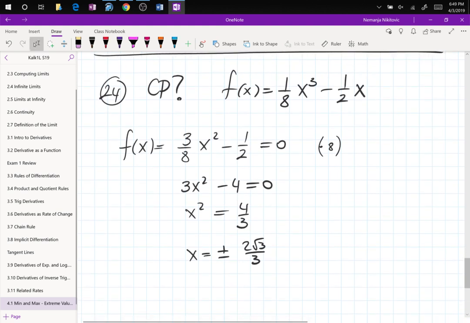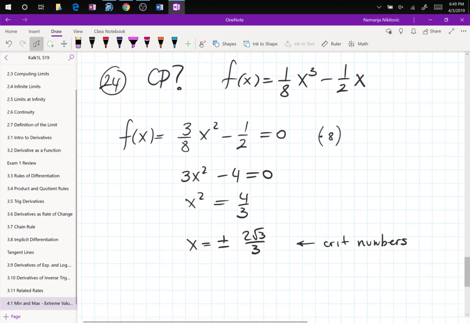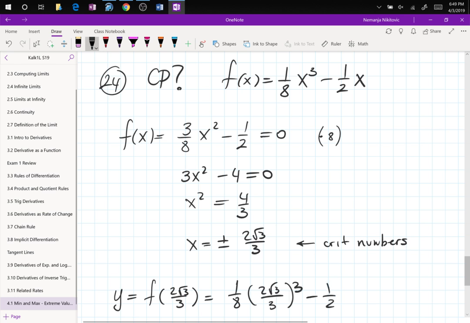So now, these are your critical numbers. You have 2 of them. And now you take each one of these into the original function and calculate y values. So y is equal to f of 2√3/3, which is 1/8 times 2√3/3 cubed, minus 1/2 times 2√3/3.